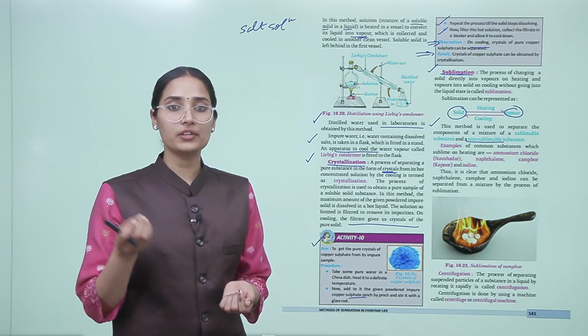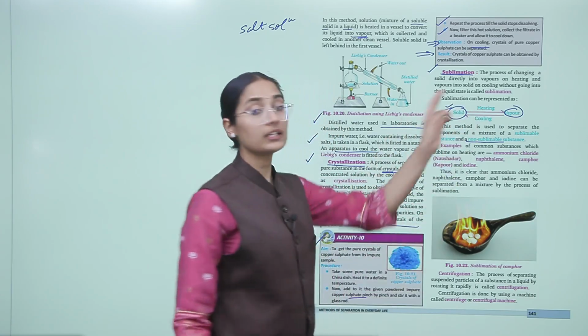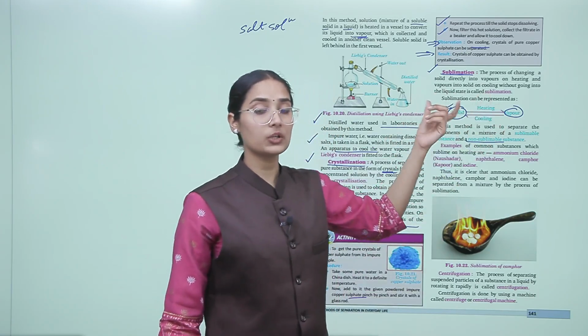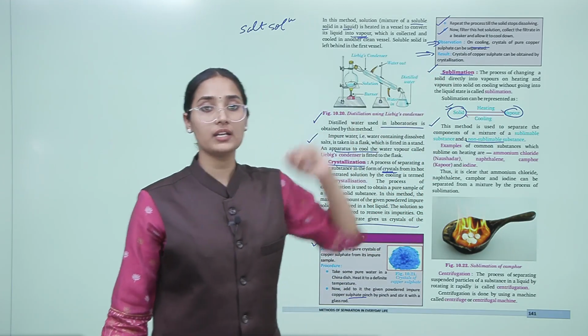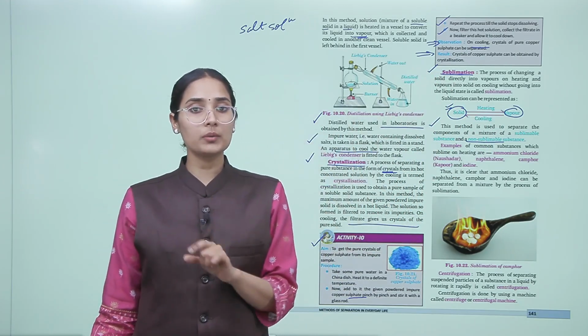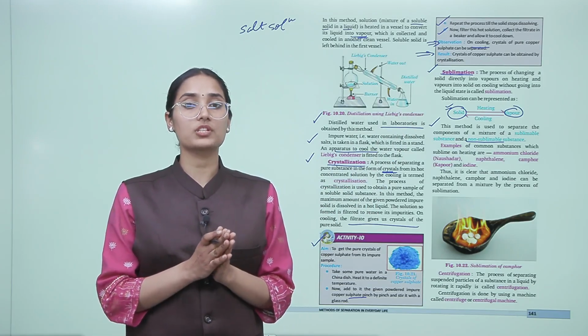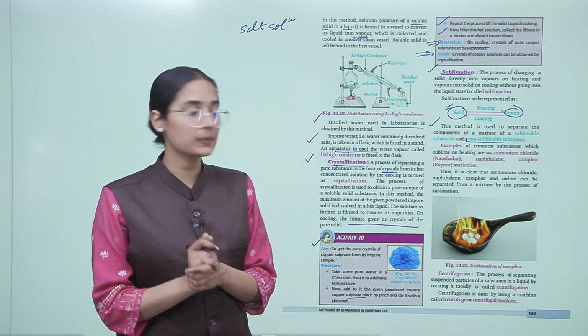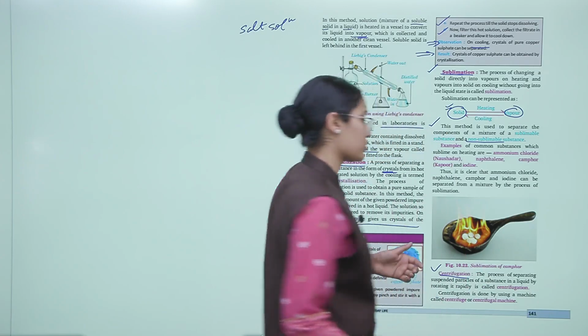When we heat camphor, it is in solid state, and it directly turns into vapor. It is not converted to any liquid state. So this is called sublimation, right? Thus it is clear that ammonium chloride, naphthalene, camphor and iodine can be separated from a mixture by the process of sublimation. Now we have one more method called centrifugation.